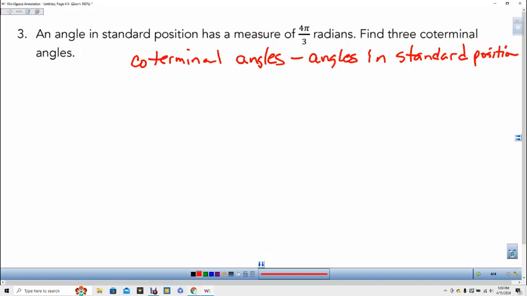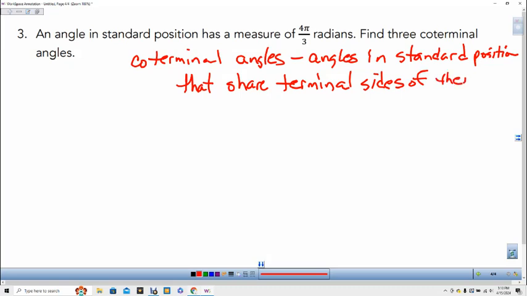Angles in standard position that share terminal sides. Other angles.